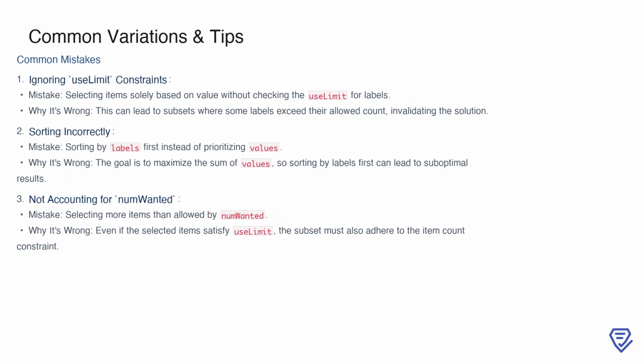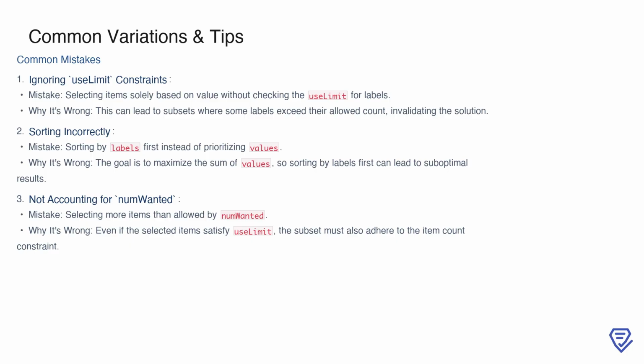When solving this problem, there are a few common mistakes to watch out for. First, it's easy to overlook the use limit constraints. If you simply select items based on their values without checking how many times each label can be used, your solution can quickly become invalid. For example, even if you pick the highest value items, exceeding the allowed count for any label breaks the rules.